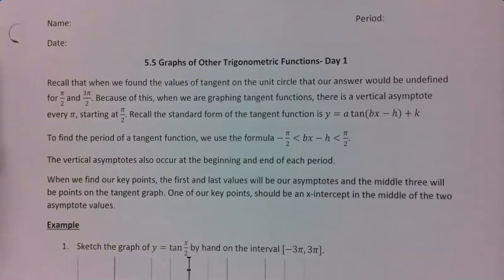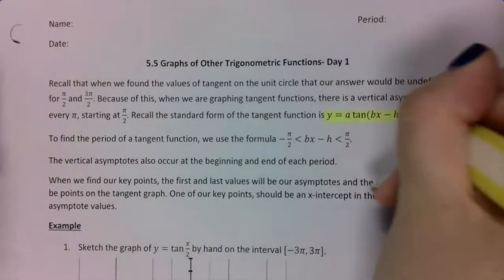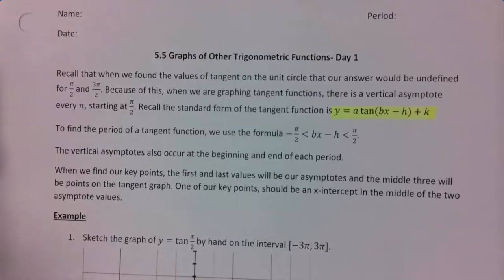And then the standard form of a tangent function is y equals a tangent of bx minus h, and then that's in parentheses, plus k. The a is the amplitude, b is the change in the period, h is the phase shift, and k is the up and down shift.